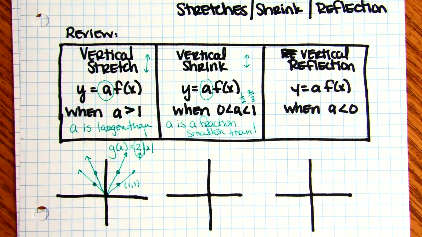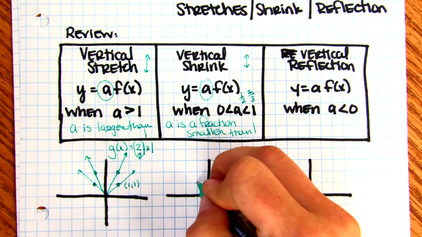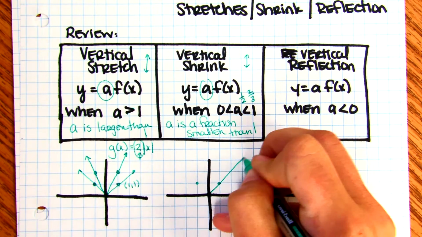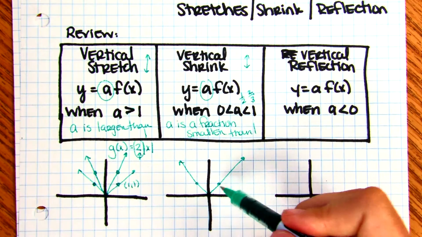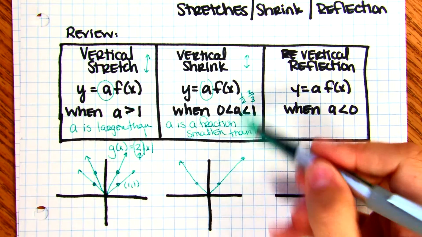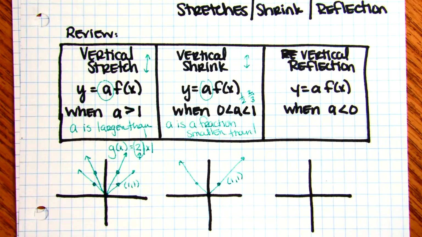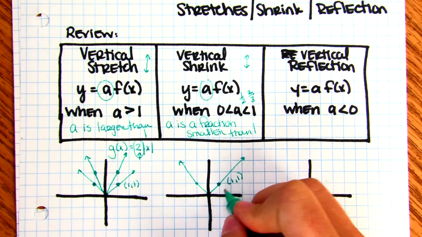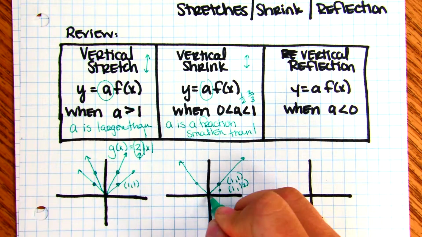And so again, if I worked with the parent function absolute value of x, this might be my parent function. Instead of it stretching up, it's actually going to shrink down. So again, this was the coordinate 1, 1. And instead, it's going to go through 1, 1/2. So it's going to be half the size.